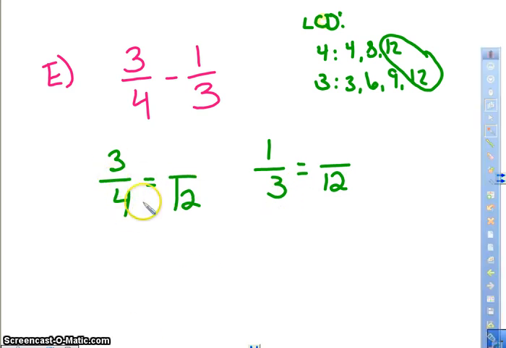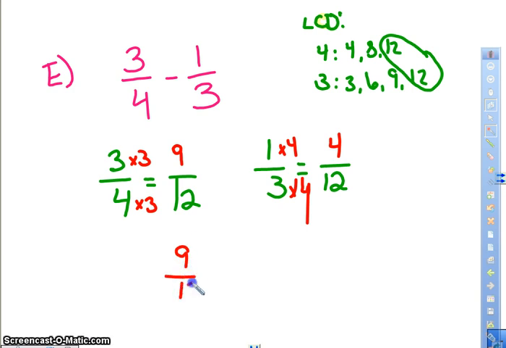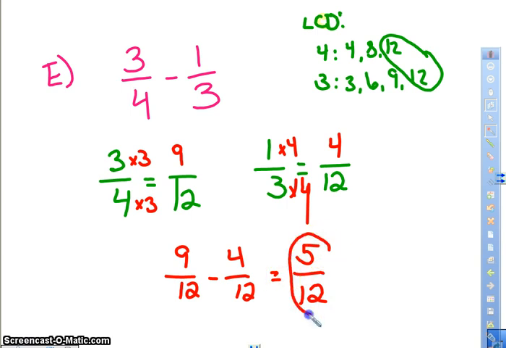So I know 4 times 3 is 12, so I'm going to multiply my numerator by 3 as well to get 9. And 3 times 4 is 12. I'm going to multiply my numerator by 4 as well. So I get 9 twelfths minus 4 twelfths. Okay, 9 minus 4 is 5. My denominator is going to stay the same. I cannot simplify this particular fraction, so my answer is 5 twelfths.